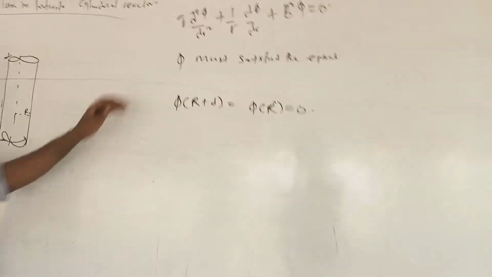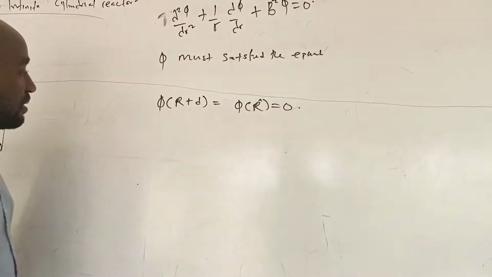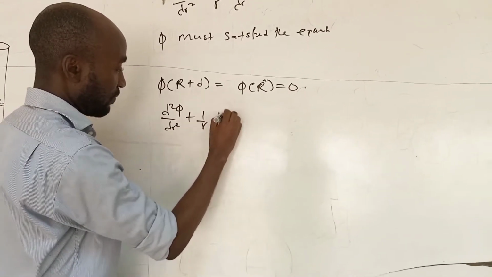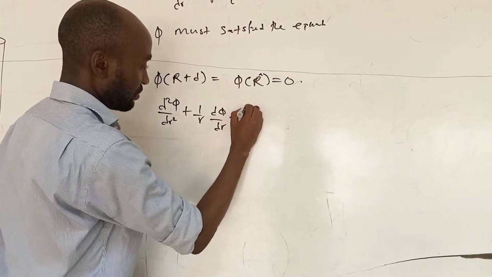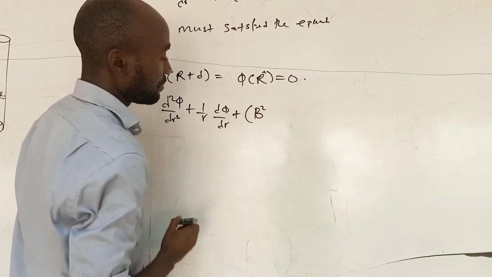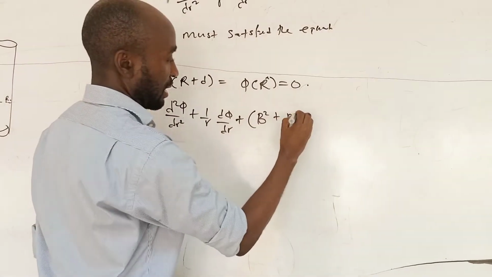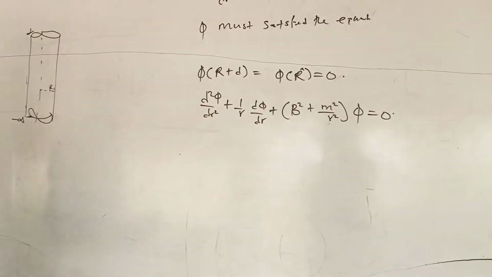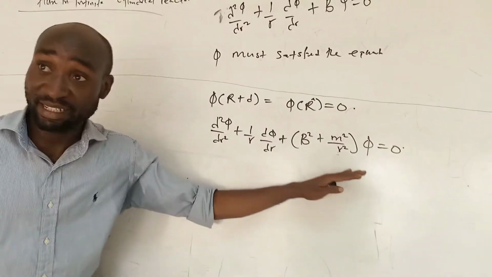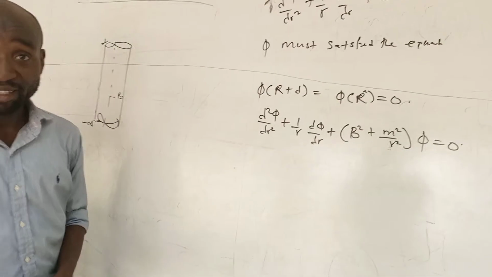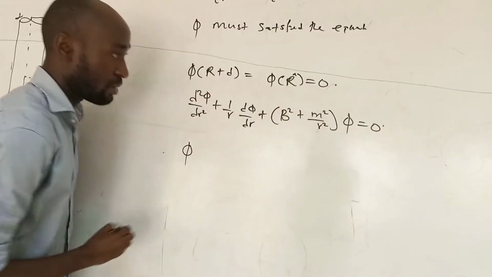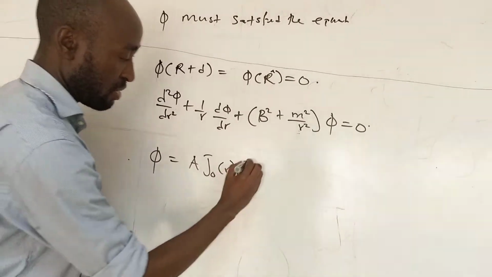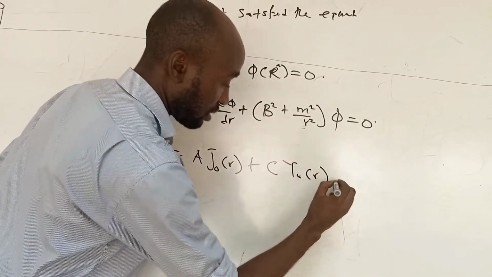This phi must satisfy this equation and must also satisfy this boundary condition. For it to be so, we have to write this equation to make it meaningful. You have to write it like d squared phi over dr squared plus 1 over r d phi over dr plus B squared plus m squared over r squared phi is equal to 0. This equation is what we refer to as the Bessel equation. And it has a general solution, which is given as phi is equal to A J naught, which is a function of Br, plus C Y naught, which is a function of Br.